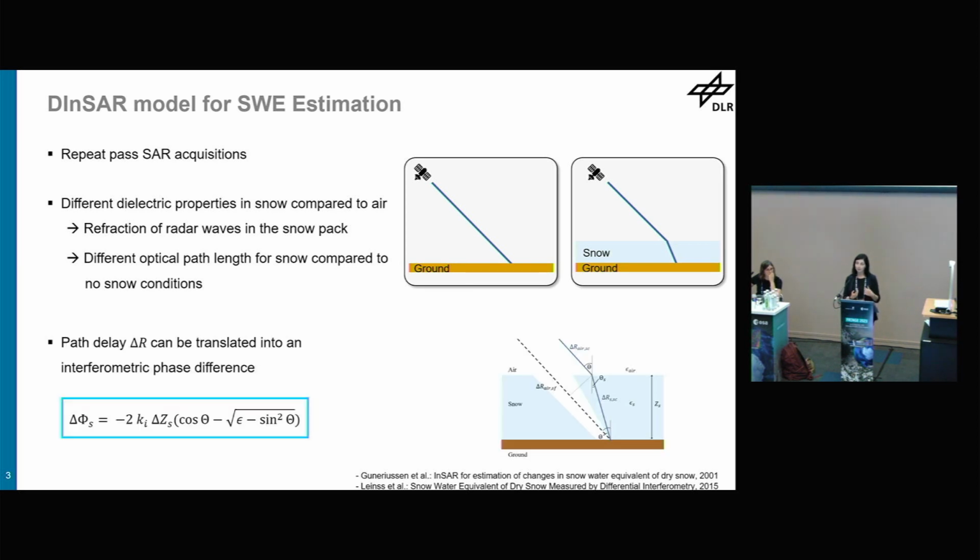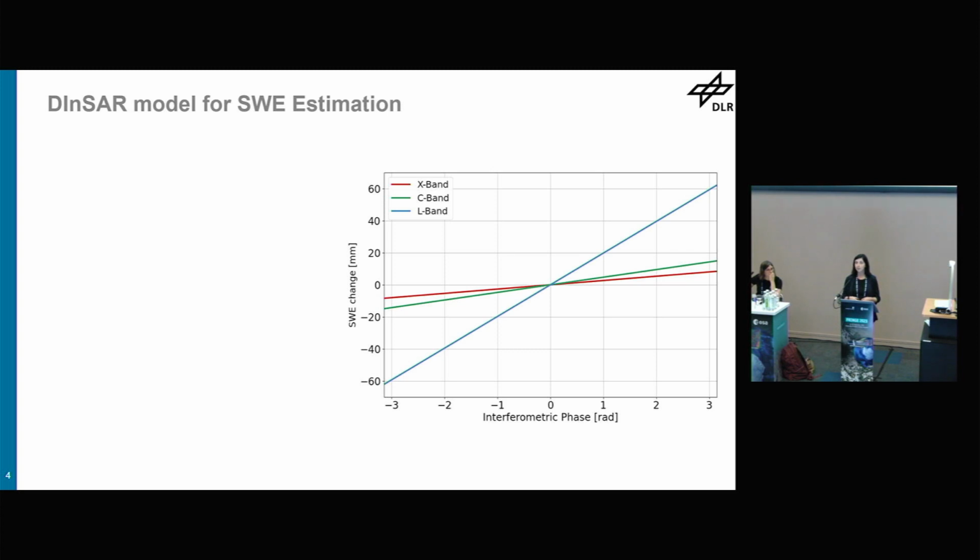When now considering the geometry of the scene, the path delay can be translated into an interferometric phase. It depends on the wave number, on the snow depth change, on the incidence angle, and on the dielectric constant. We're now using an empirical relationship for the dielectric constant. The SWE change in dependence of the interferometric phase can be calculated. You can see that there's a linear relationship in the SWE changes. In the plot you can see the results for X, C, and L band, and you can see that the SWE changes for L band are higher than for X band.